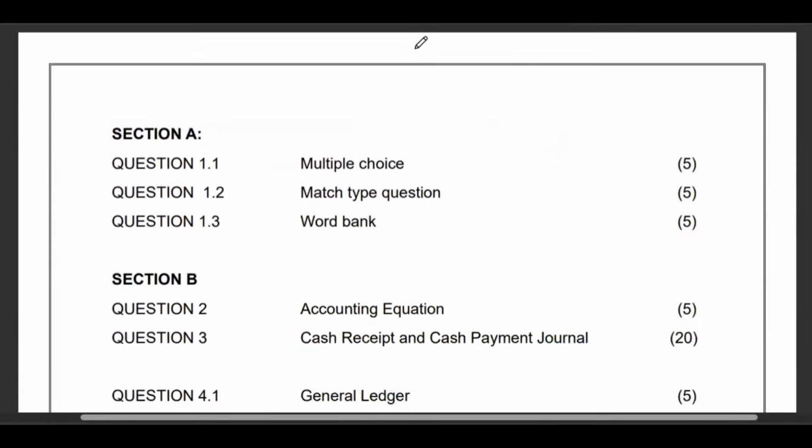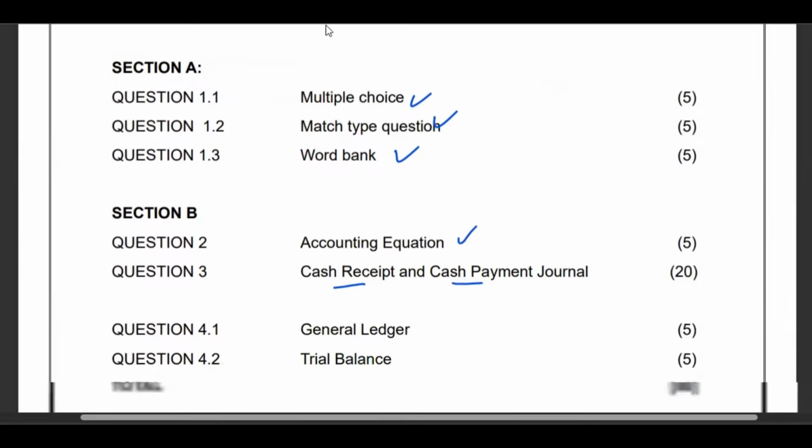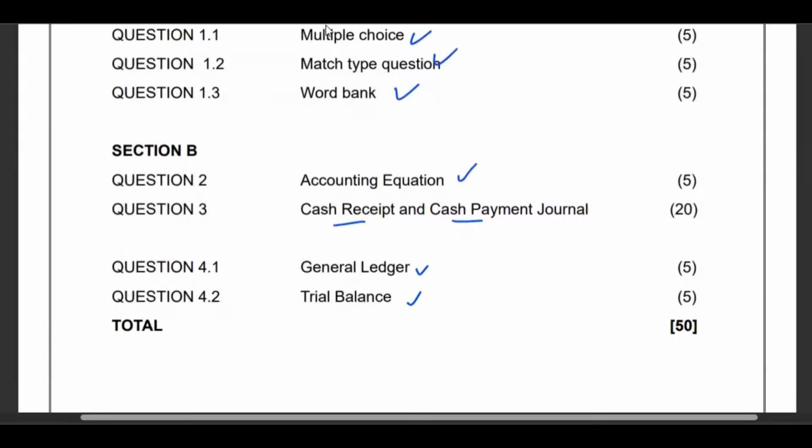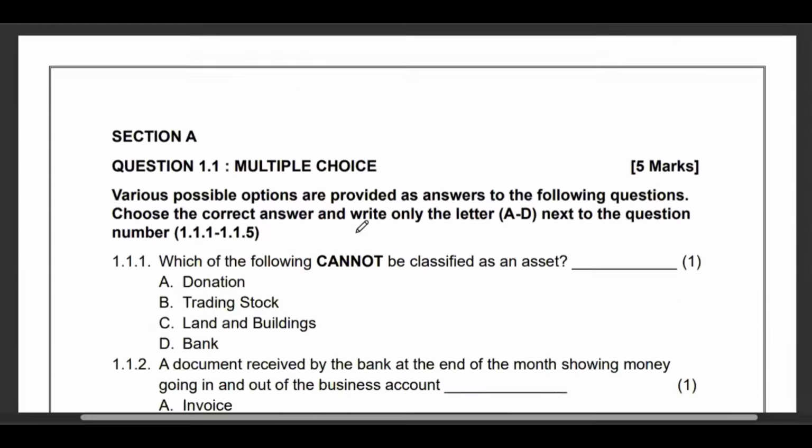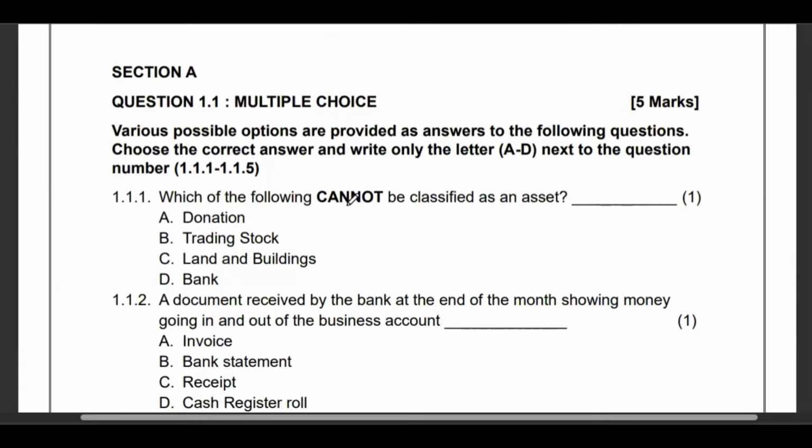Okay, so section A, we have 1.1, which is MCQ, the match type, the word bank. Section B, we have the accounting equation, the cash receipts, and the CPJ. And then 4.1, the general ledger, and then 4.2, we have what we call the trial balance. All right, so let's start with the multiple choice. So various options are provided as answers to the following questions. Choose the correct answer and write only the letter A to D next to the question.